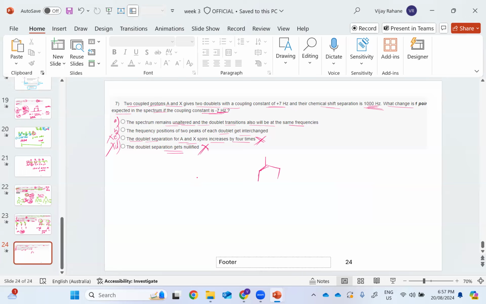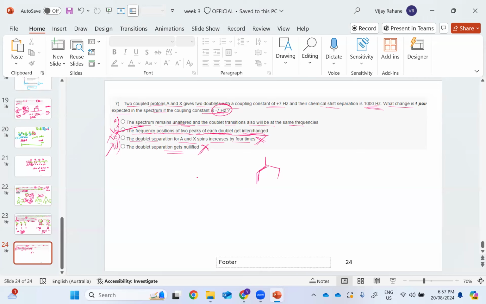So we have options A and B. Option A tells the separation remains unaltered, and option B is the frequency positions of the two peaks of each doublet get interchanged. Right, so this is the correct option here. In option B, the frequency positions of the two peaks of each doublet get interchanged because of this negative value. Otherwise, there will be no effect.